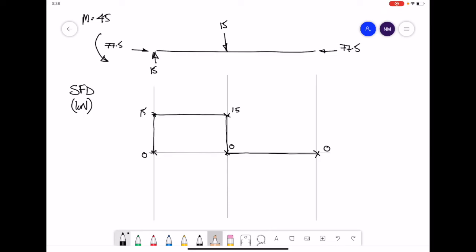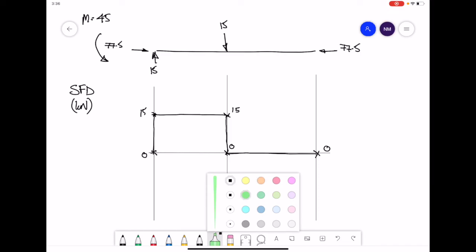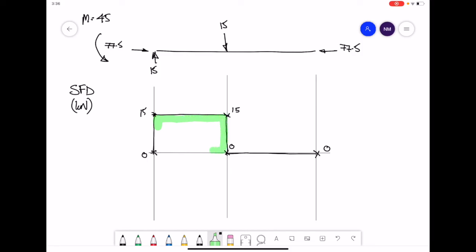Now we're going to draw our bending moment diagram. Before we do that, we need some areas on our shear force diagram. To do that, we need the shear area. Quite simply, the area is given by the length by the breadth: 15 tall and 3 meters in distance. That will give you 45 kilonewton meters.